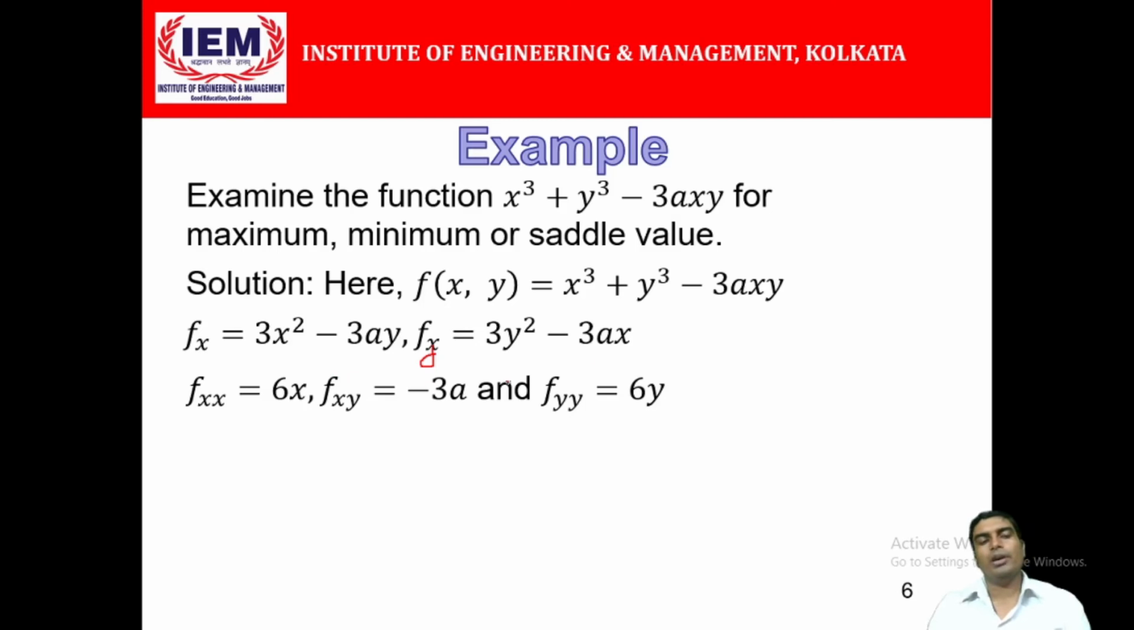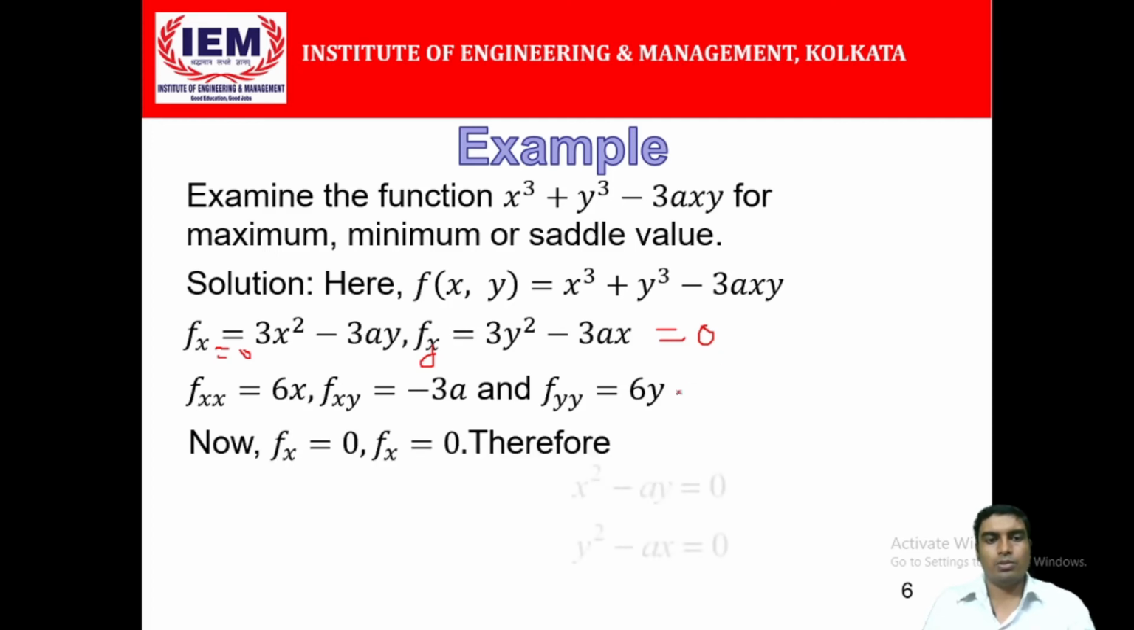Stationary point means where we can have maxima, minima, or saddle point, that is called the stationary point. So to find the stationary point, I have to equate fx equals 0, and this one, fy, also equals 0, and I have to solve these two equations.